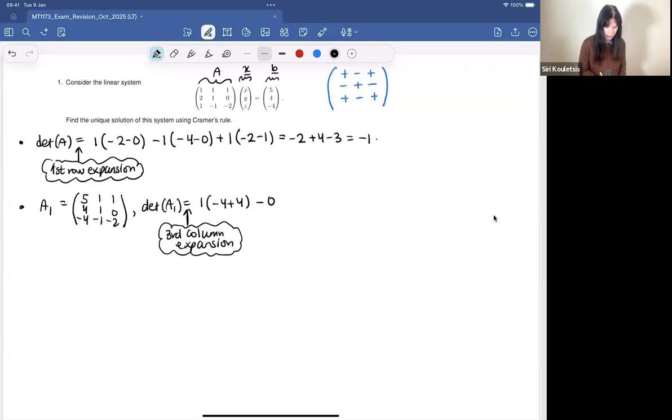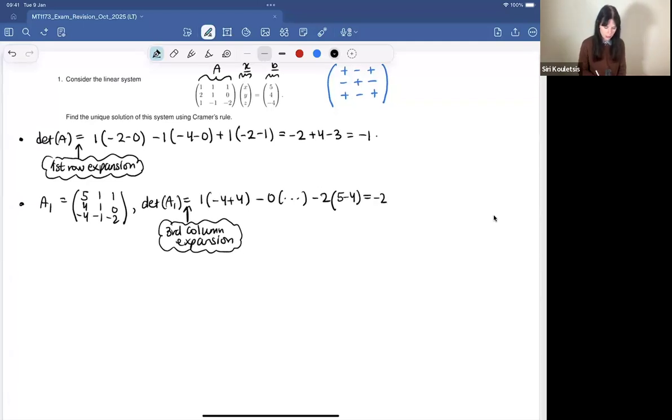Then it's technically -0 times. We'll just put ... That gives us 0 anyway. And then it's, well, I wrote plus, but it's plus and then -2. So let me write -2 directly, since that is in a plus position, the sign doesn't change. And then we cover up this column and this row. Take the determinant of this 2 by 2 matrix, that's 5 minus 4. And all of this gives us -2.